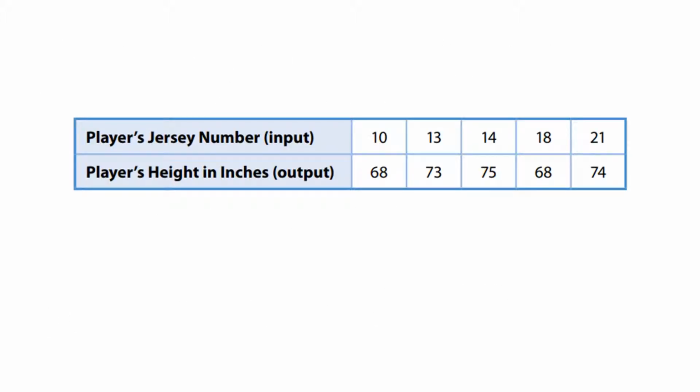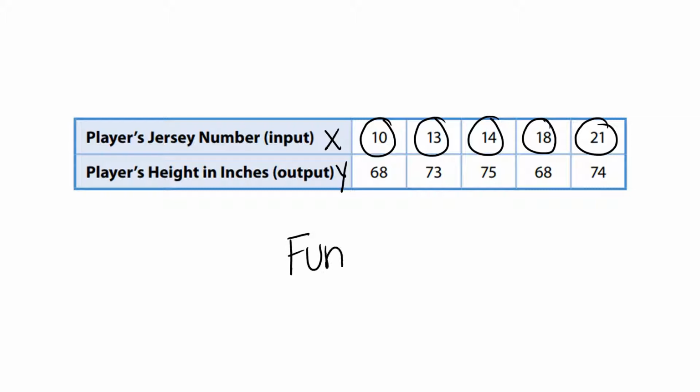So here we're talking about a player's jersey number, which is the input. Input is x, output is y. So we're only looking at the input values, only the x's, and they are 10, 13, 14, 18, and 21. All of the numbers are different, and so it is a function.